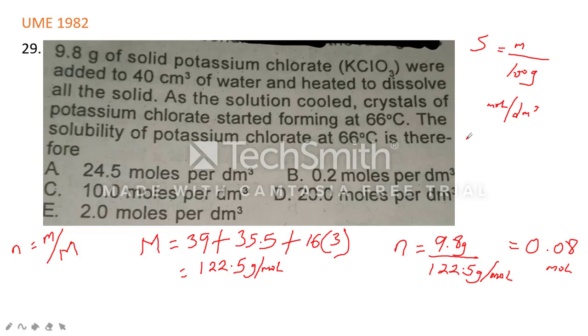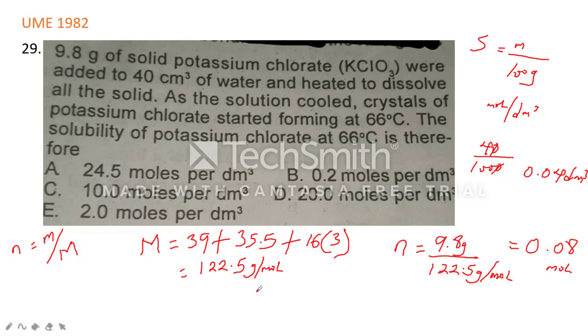So that means we need to convert this to dm cube. Remember that 1 dm cube is 1000 cubic centimeter, so to convert this to dm cube, we need to divide by 1000. So that is going to be 40 divided by 1000, and that will give me 0.04 dm cube. So I've got that for that.